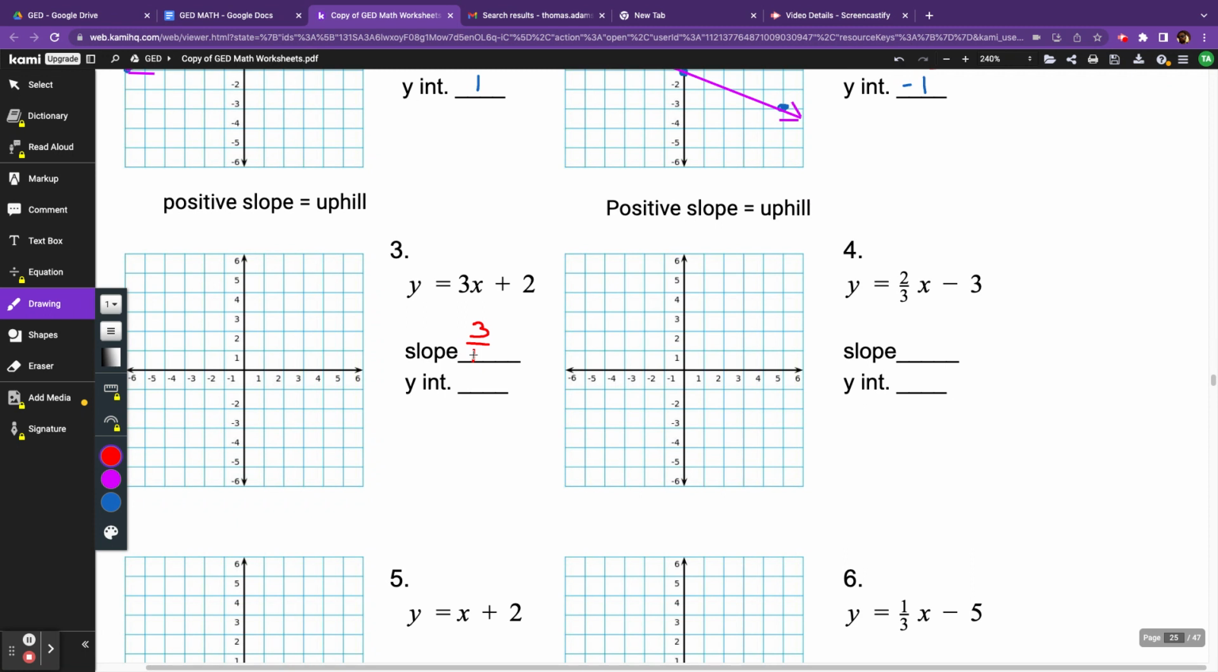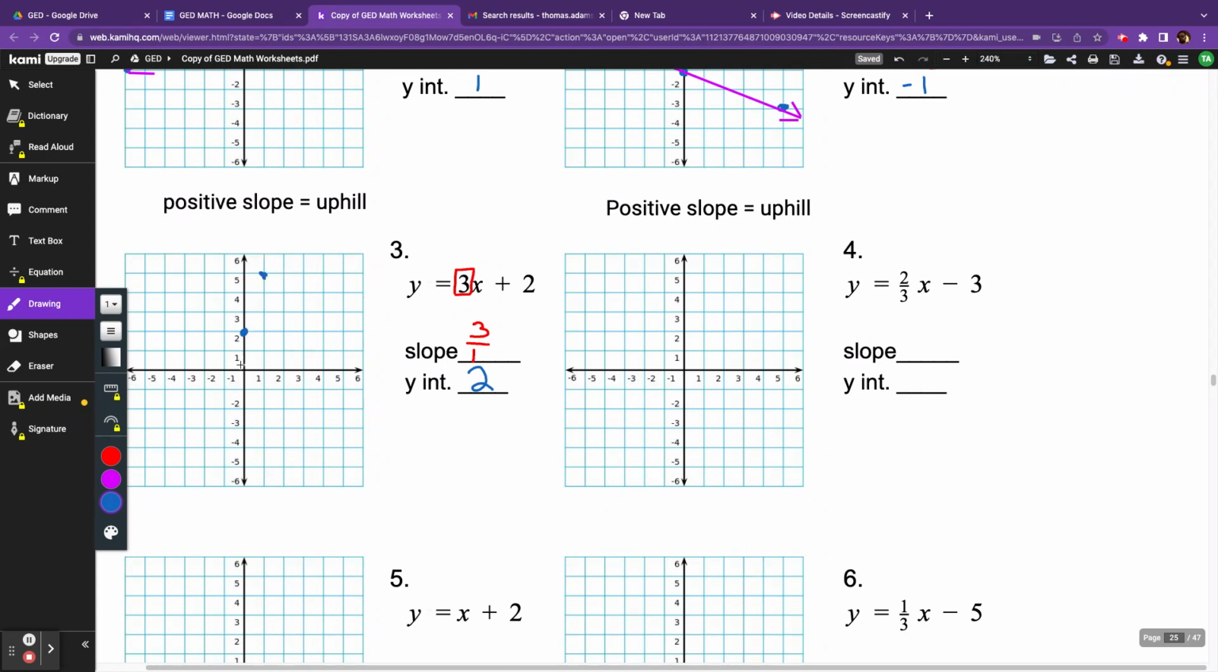Because what's 3 divided by 1? 3. Yeah. Well, what about the y-intercept? What's that? It's 2. Mm-hmm. All right, put my little dot at 2. And now what do I do to get to the next dot? Go up 3 over 1. Yep. So I go up 1, 2, 3 over 1.